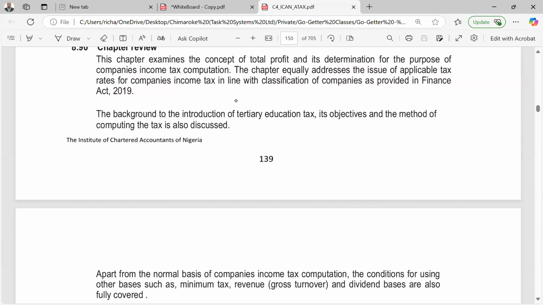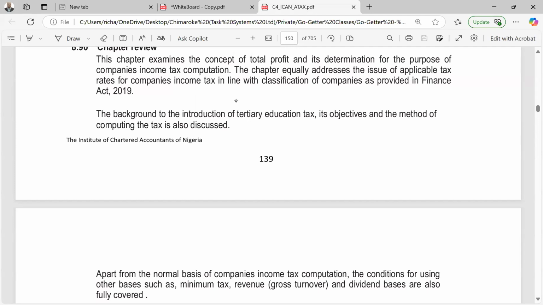We saw the provisions of the Finance Act where tertiary education tax is charged to small, medium and big companies, because small companies are having a CIT of 0%. We saw the provision of the Finance Act during the COVID period where minimum tax is being charged at 0.5% for 2021 and 2022 years of assessment.